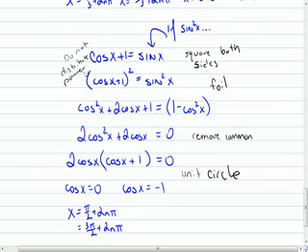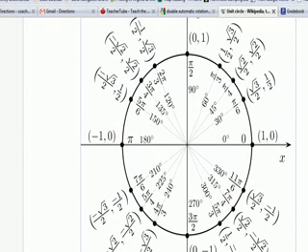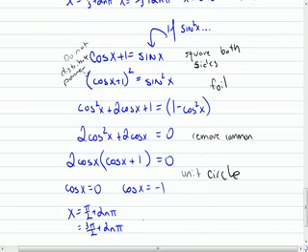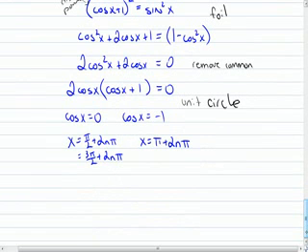When is the cosine negative 1? Cosine, when is the x-coordinate negative 1? The x-coordinate is negative 1 over here at pi. And that's beautiful stuff, isn't it? Isn't that just beautiful?